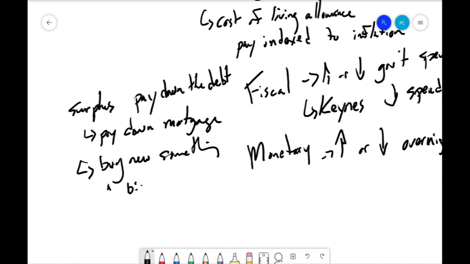Buy bigger something. Go on big trip. And again, I'm not saying that's necessary. Whoops, that looks like tip. That looks like big trip. Right. I'm not saying that's wrong.